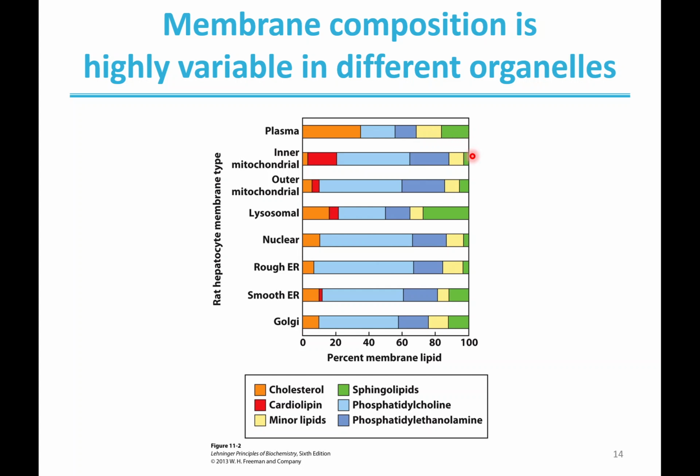So you can see that the plasma membrane has a lot of sterols. Mitochondrial membranes hardly have any, and they have this red component, which is cardiolipin. So really the point to make here is that different organelles are going to have fairly drastically different membrane compositions.